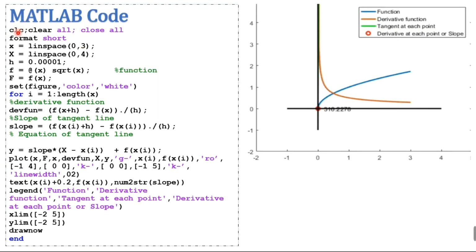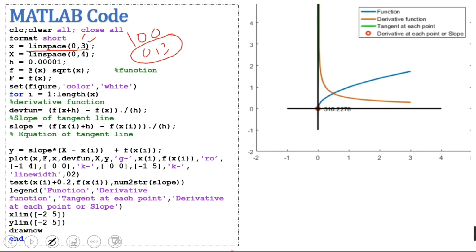Matlab code. This is the initial command: clc, clear all, and close all, to clear the screen, clear data, and close all figures. Here is the format short command, and x is equal to linspace 0 to 3. This is the domain of x, and the linspace command gives us 100 points linearly spaced between 0 and 3.